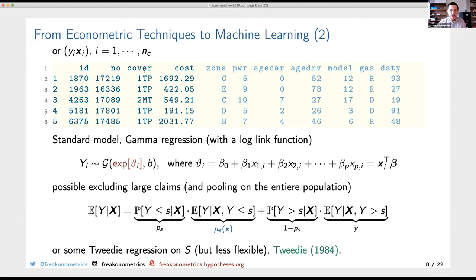So we can have third party, we got material, we got theft, we got fire, we got whatever cover you want. So you can do something on multiple covers, or you can focus on one cover. This is what actuaries are doing, trying to build some predictive models, and this is what they use. One popular model is the gamma model. We assume that the cost is a gamma distribution, so we have this gamma GLM.